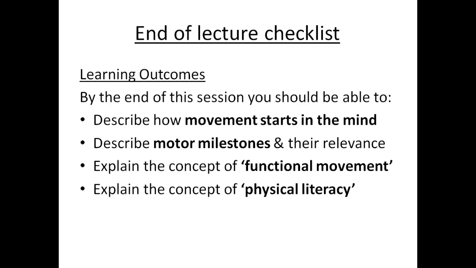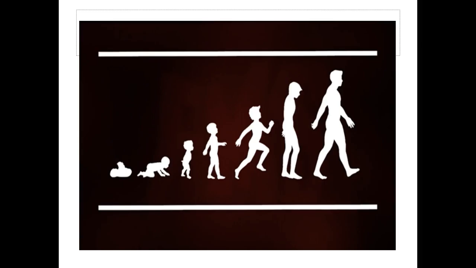So by the end of this lecture, hopefully you now know that movement starts in the mind. The brain runs everything, not muscles. We don't train muscles, we train the brain. We are able to describe those motor milestones and of course their relevance. We now know the term and the concepts of functional movement, levels 1, 2 and 3, and we're able to explain the term physical literacy and what that means. Okay, there we are, the developmental cycle from baby to adult.